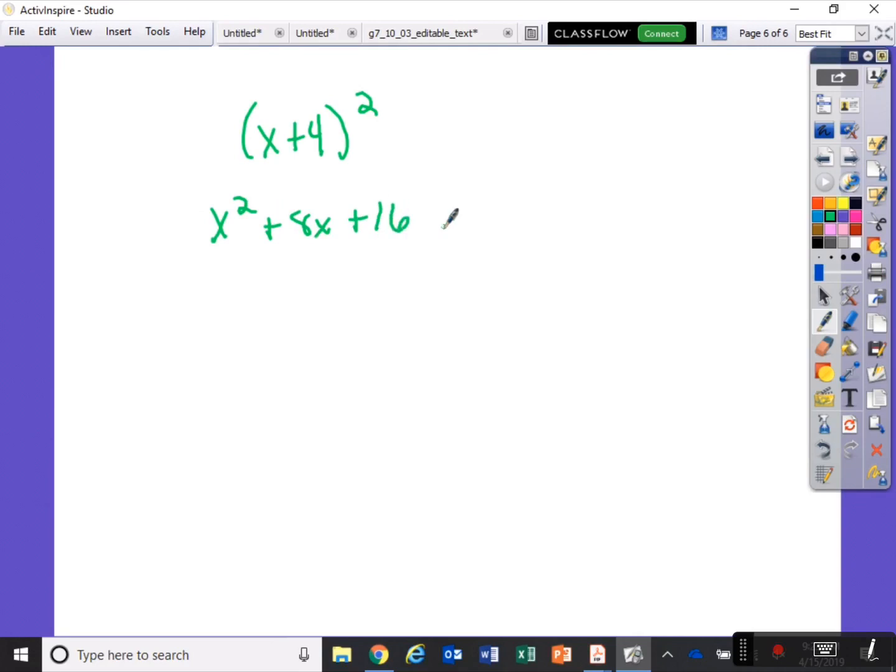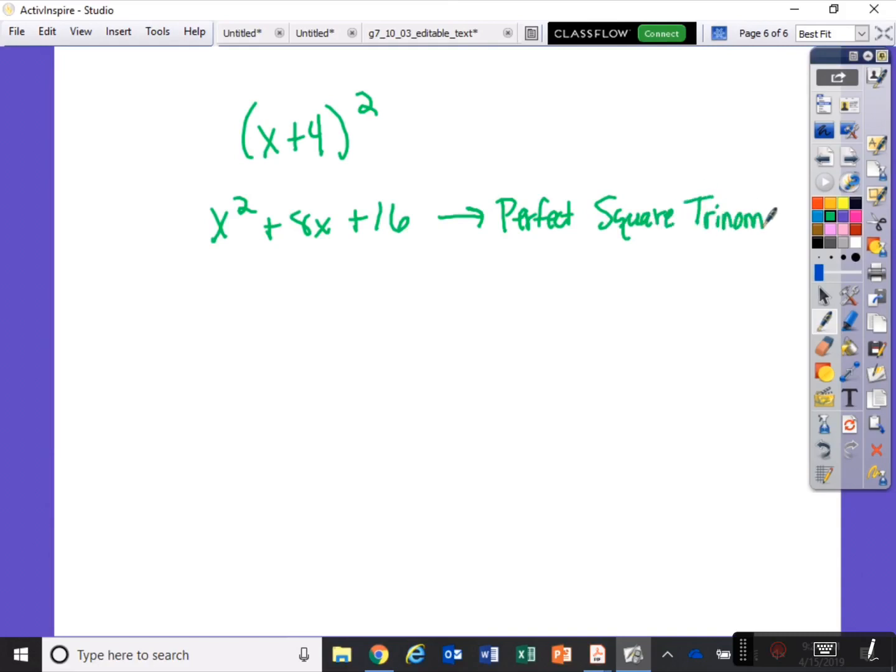Now what I'm going to do is give you this trinomial, and you're going to have to factor it back into a parentheses squared, a binomial squared. Just like the other ones had special names, so do these. This is called a perfect square trinomial.